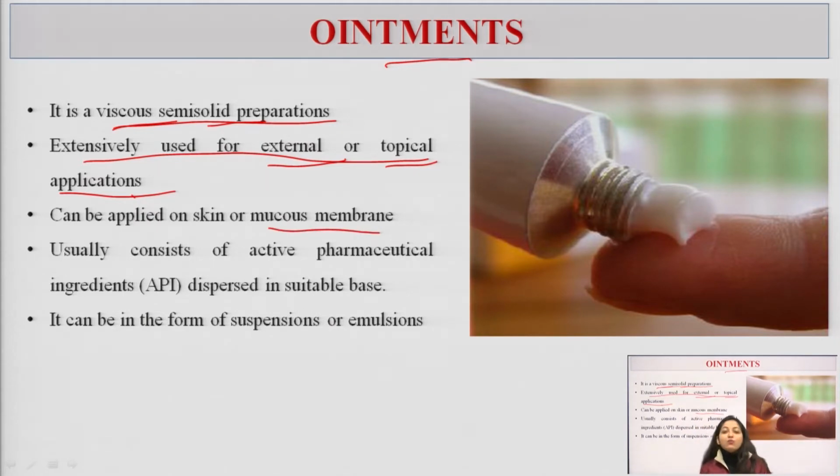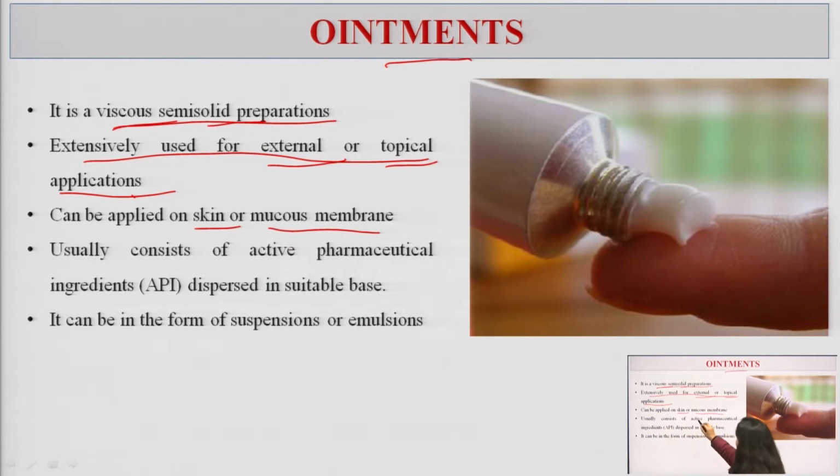For example, if I want to apply an ointment onto the buccal cavity, that buccal cavity has got mucous membrane. So on that area also I can apply our ointment, and hence I can say that here the ointment is applied onto the mucous membrane. So it can be applied onto the skin or onto the mucous membrane as well.